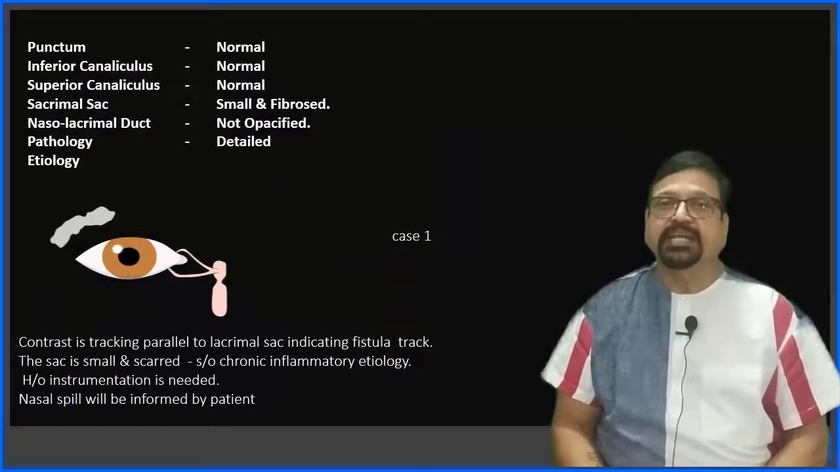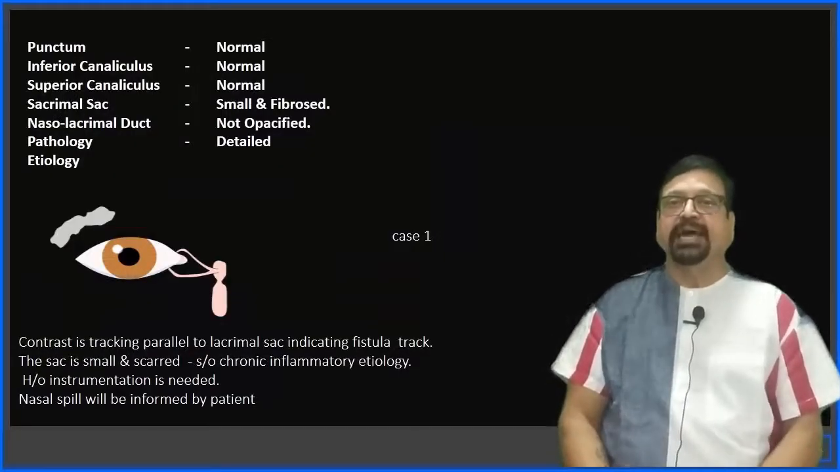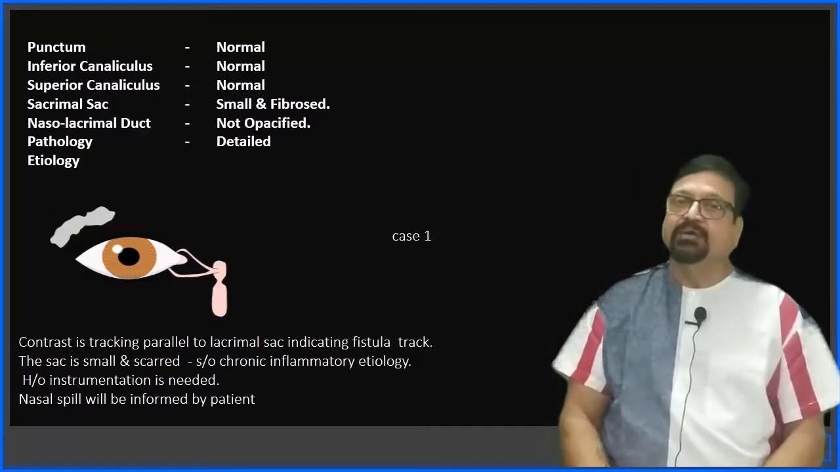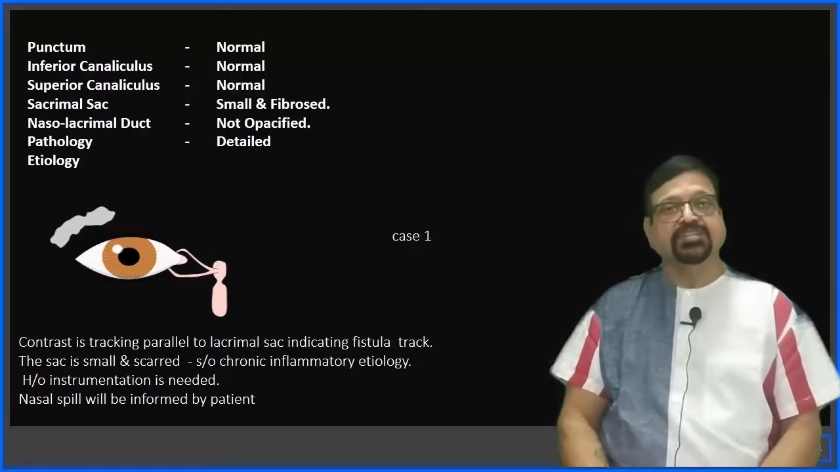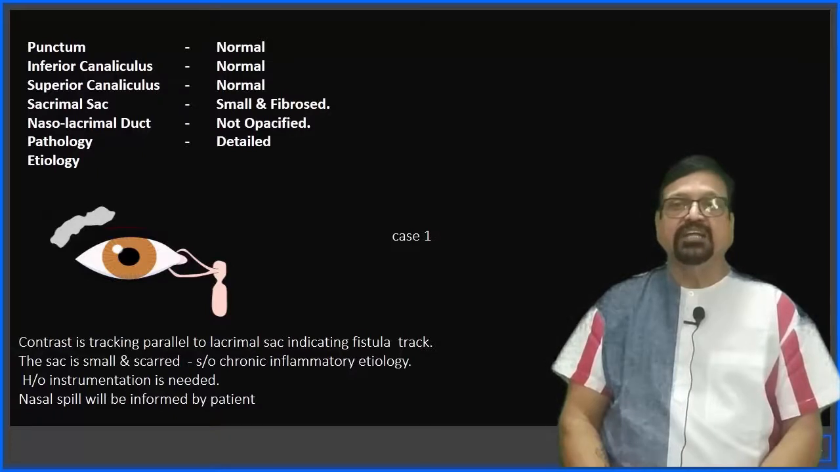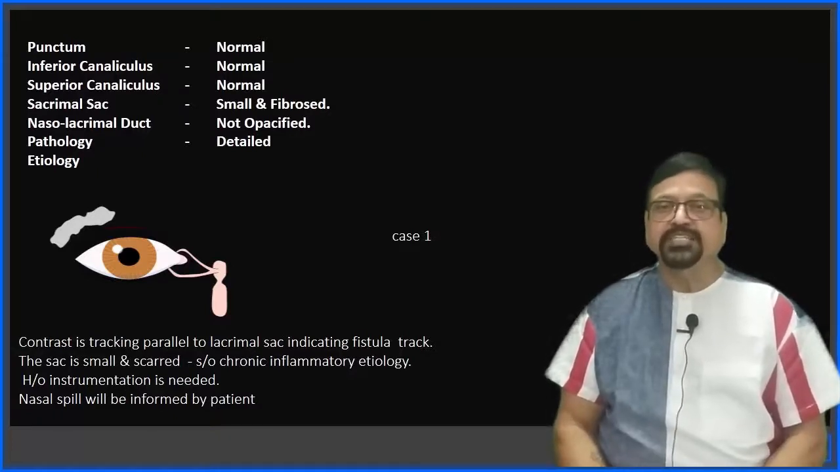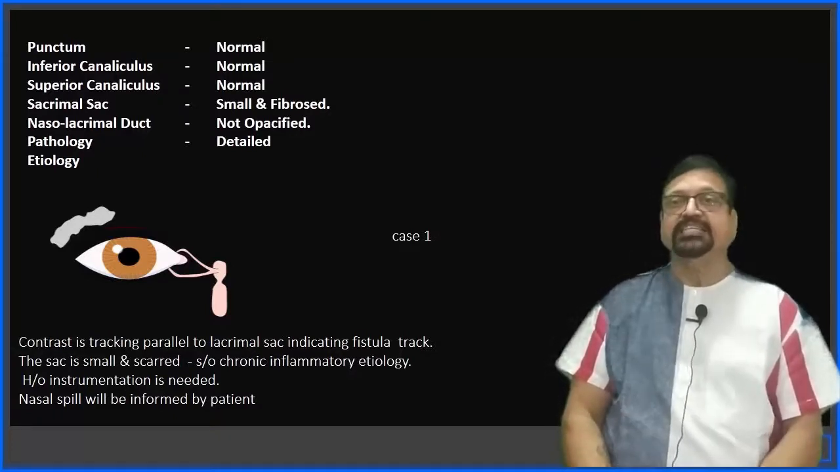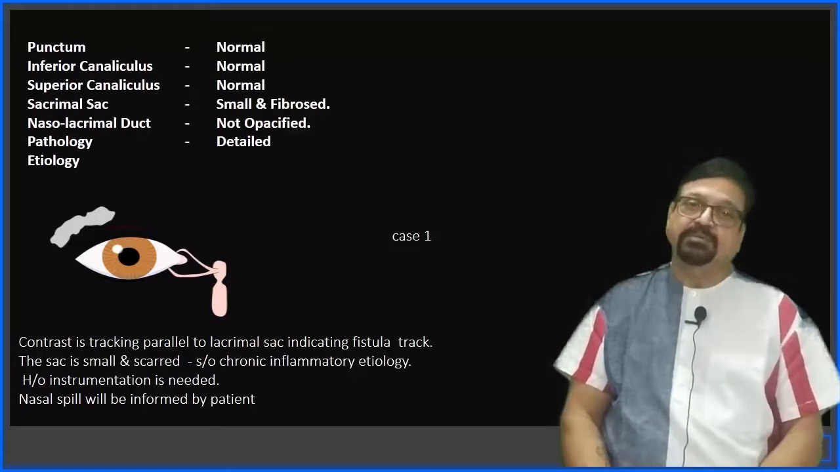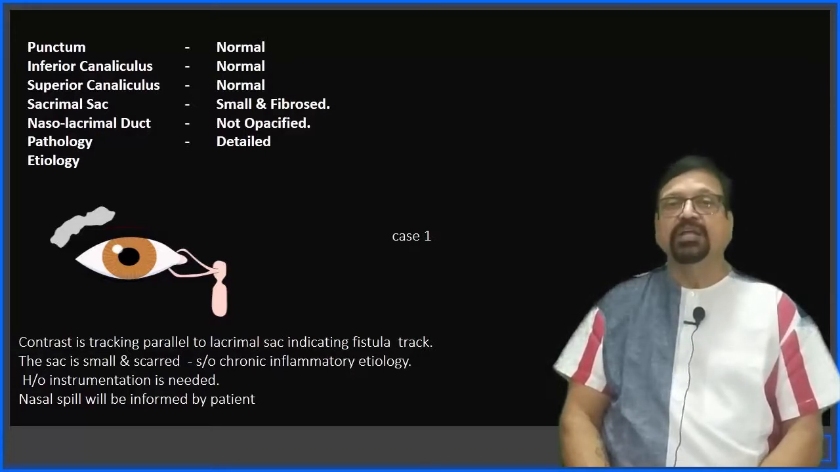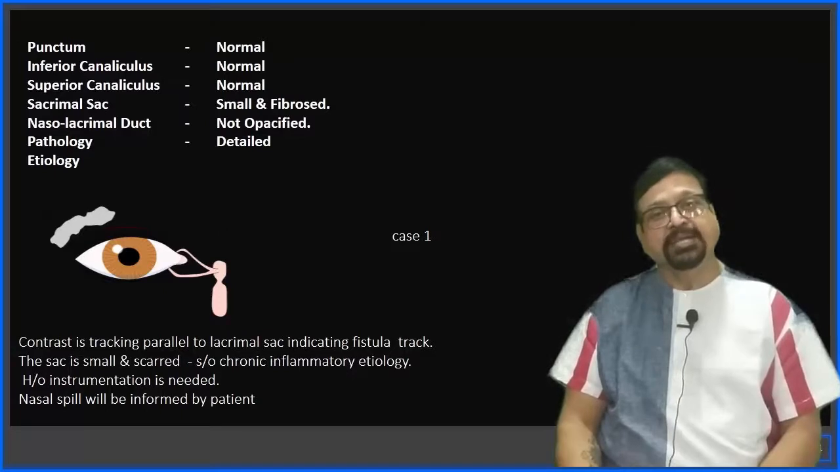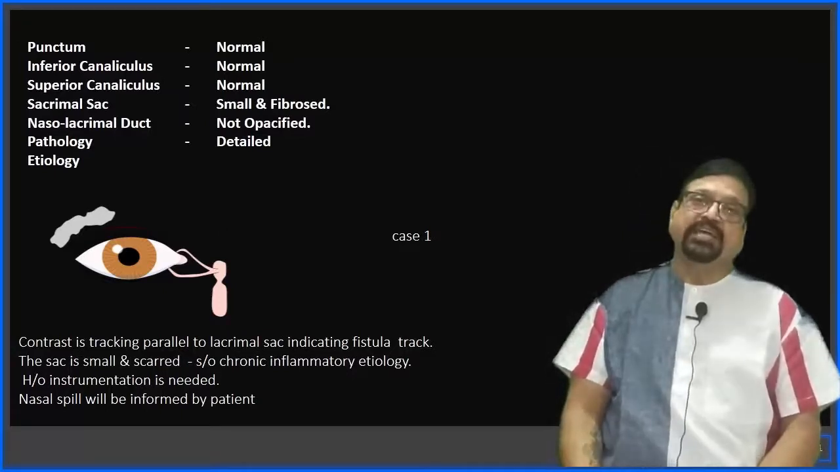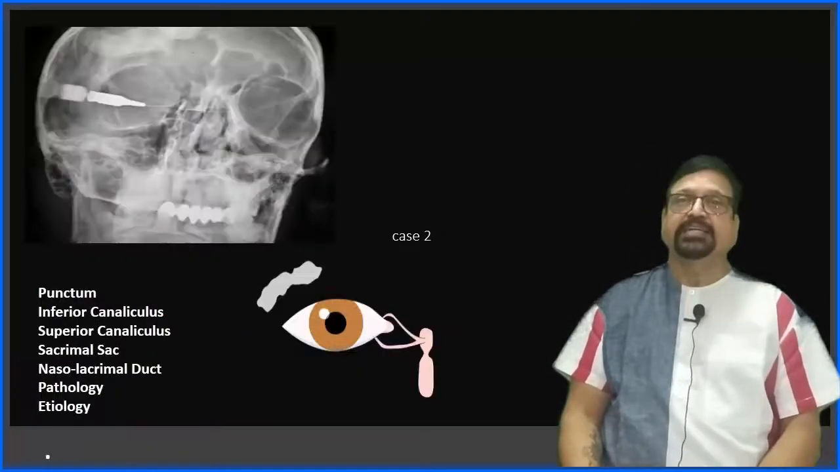Now see what has happened: the contrast is tracking parallel to the lacrimal sac. What it indicates is a fissure in the sac. Sac is small and scarred, so there is a chronic inflammatory process. Plus, in addition, there is a fissure in the sac. Here, what is important is a history of instrumentation, history of trauma, or history of other severe infection in this area. Now, nasal spill will be informed by the patients most of the time, but we can also see it on the film. Case 2.